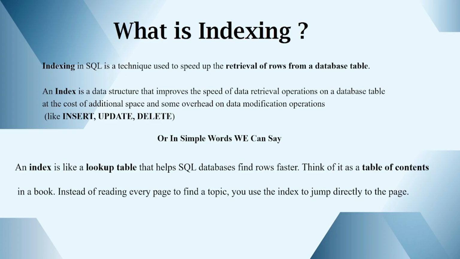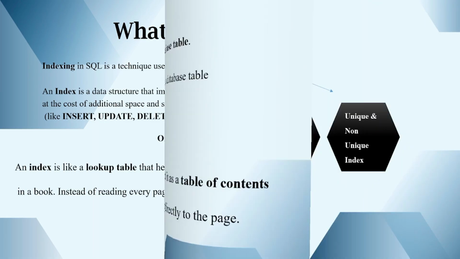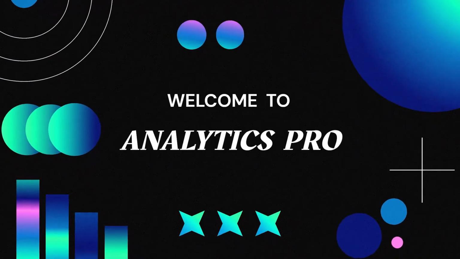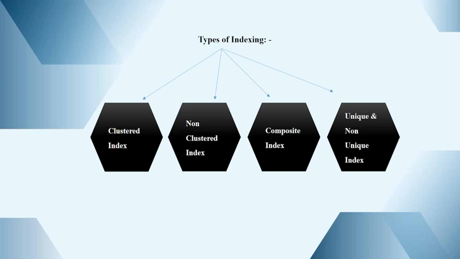In today's tutorial, we will also cover some types of indexing. Here are the types of indexing: clustered index, non-clustered index, composite index, unique and non-unique index. One by one, we will cover all the indexing types under this playlist. So let's start with an introduction. In today's tutorial, we will just talk about the clustered index and composite index.